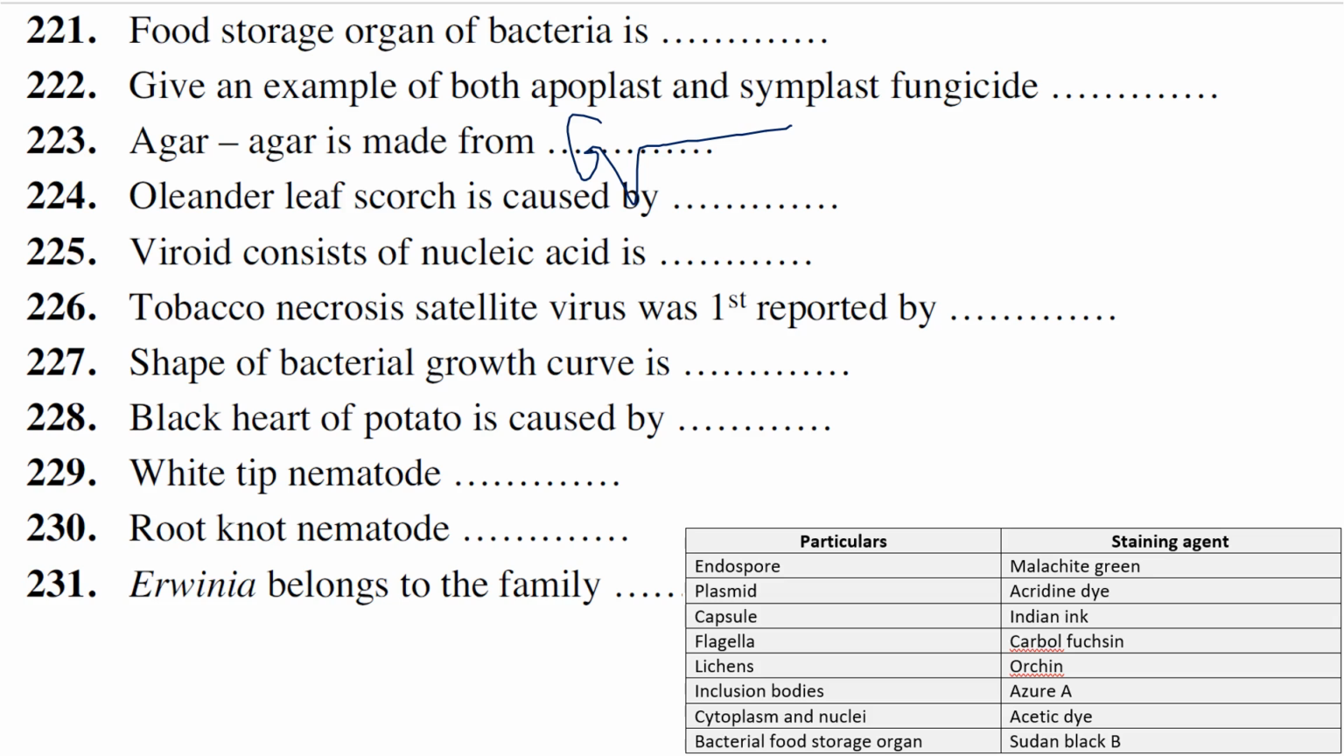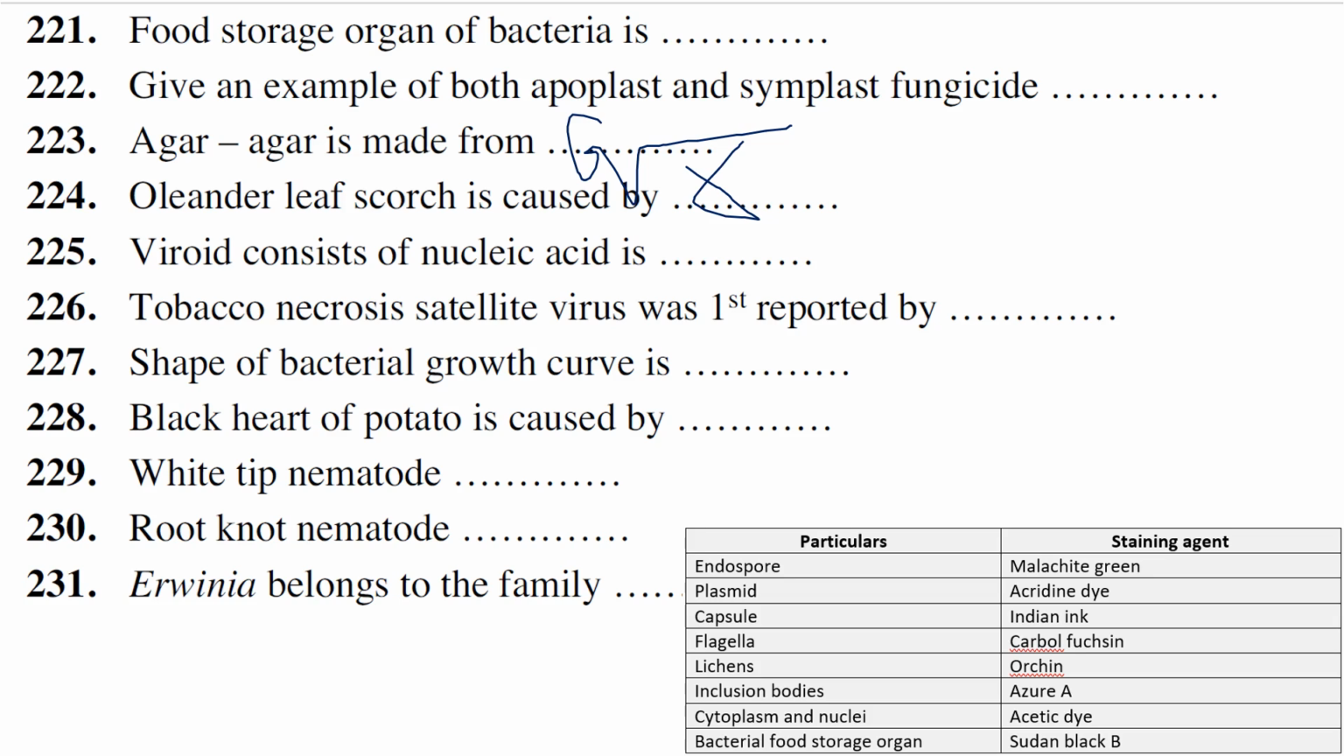So oleander leaf scorch is caused by Xylella fastidiosa. You can see there are various kinds of disease caused by this Xylella. I will tell you the list. Pierce disease of grapevine, almond leaf scorch, oleander leaf scorch, alfalfa disease, phony peach, leaf curl. So these are all the various kinds of disease caused by Xylella fastidiosa, and it is the first plant pathogenic bacterium to be completely genome sequenced. So this oleander leaf scorch is caused by Xylella fastidiosa.